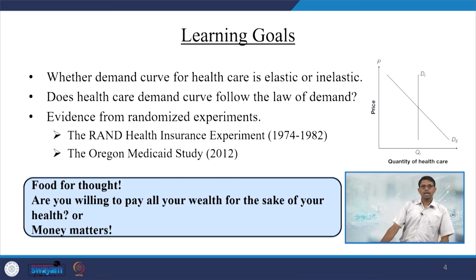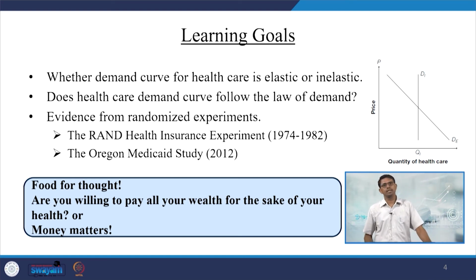So, food for thought for you is: are you willing to pay all your wealth for the sake of your health, or does your money really matter? In the conventional theory of economics, we usually emphasize money, the medium of exchange, though that really carries the value of the asset. But here we are not carrying the same belief again. Money really does not matter always. It carries certain compromises. The health which you carry, yes, it is denominated with money with a higher value, but what state of health you are carrying really compromises your wealth. So, wealth is not everything.